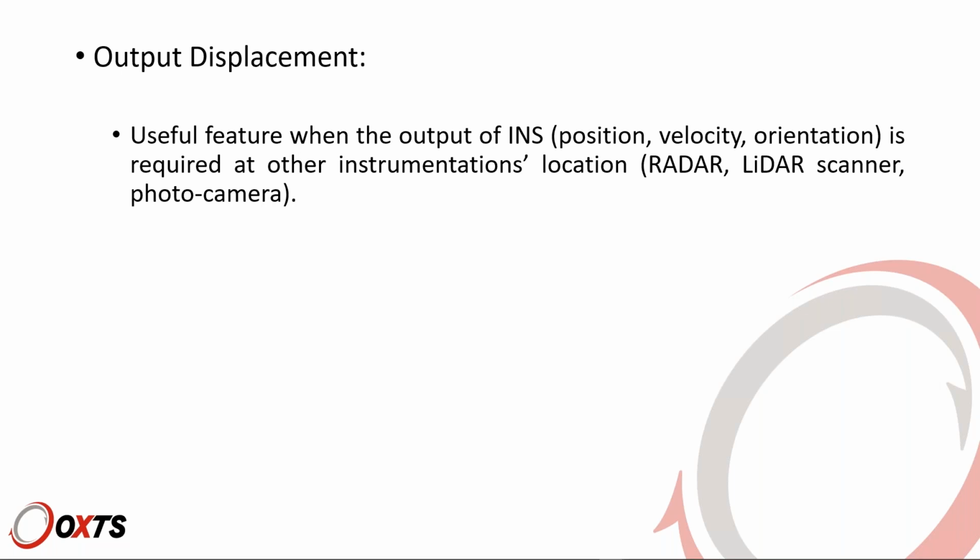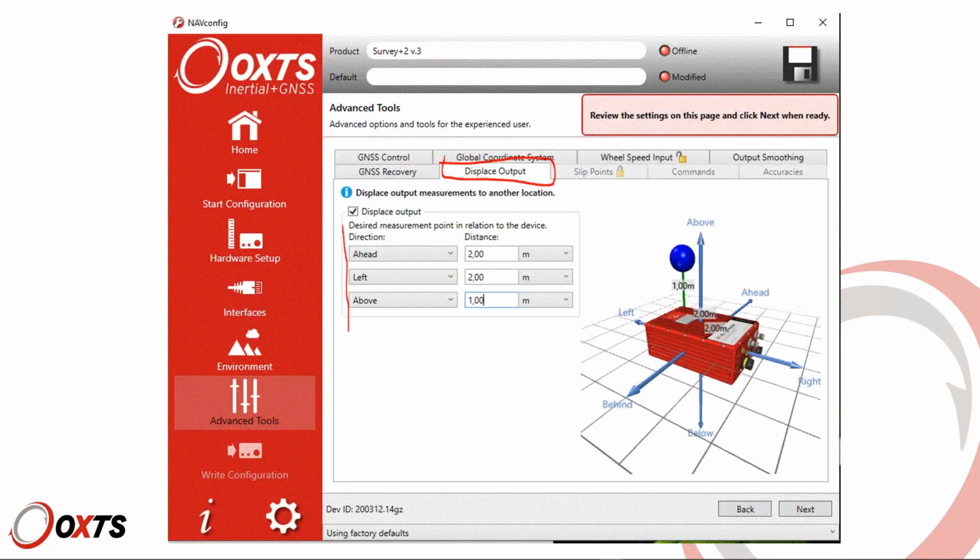And also you can post-process the data. If you want to displace to several points, what you need to do is just post-process the data and change the displacement output position, so you have your data displaced to several points if you needed to have that. This is where you do it. Advanced Tools, Displaced Output. You only need to set basically the lever arms between the IMU and the displaced output point.